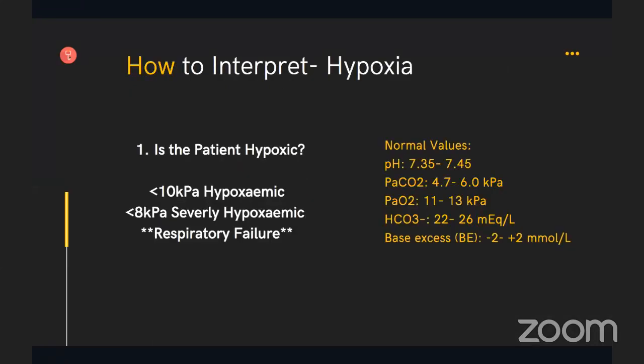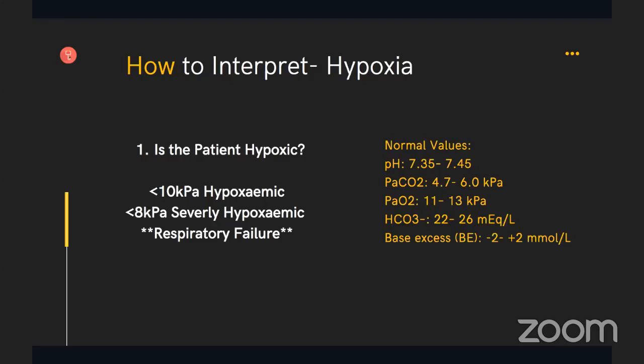So the normal values that the body works towards will always be down the right-hand side of your screen. Let's start. The first thing to look at is the PaO2. A PaO2 of over 10 is normal in room air in healthy individuals that don't have any underlying conditions. Under 10 is known as hypoxemia, and under 8 is severe hypoxemia or respiratory failure. This value of over 10 is in room air in a normal individual.